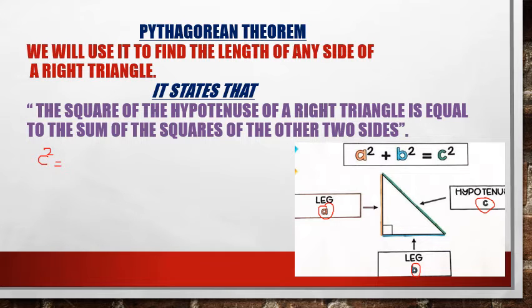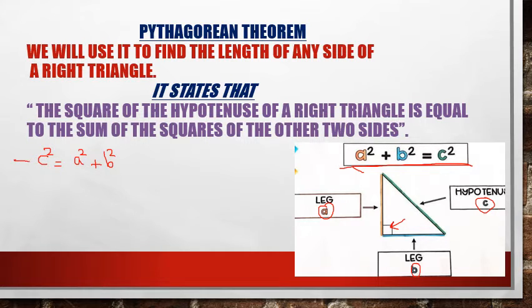So let's find its squares. A squared plus B squared. This is the Pythagorean theorem for a right triangle. I can write C squared equals A squared plus B squared, or A squared plus B squared equals C squared.